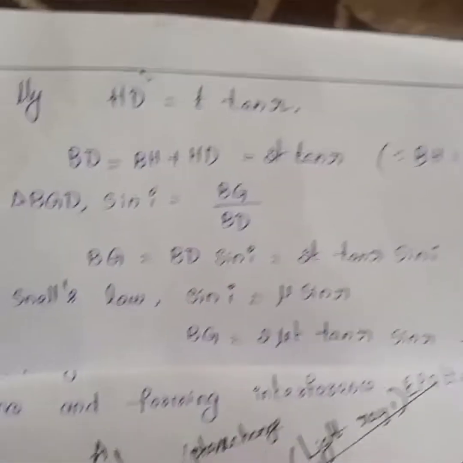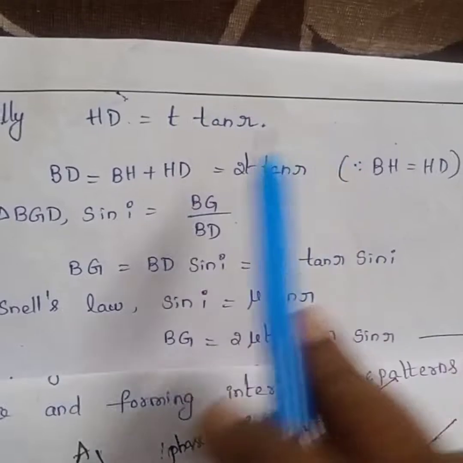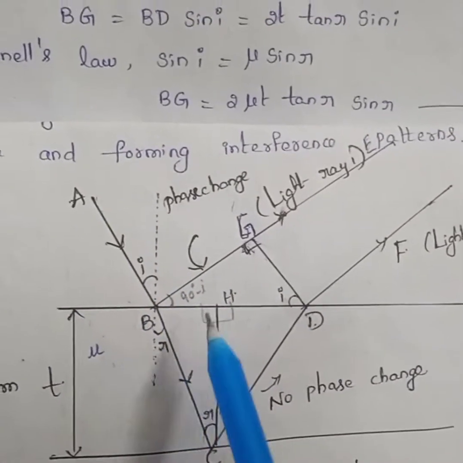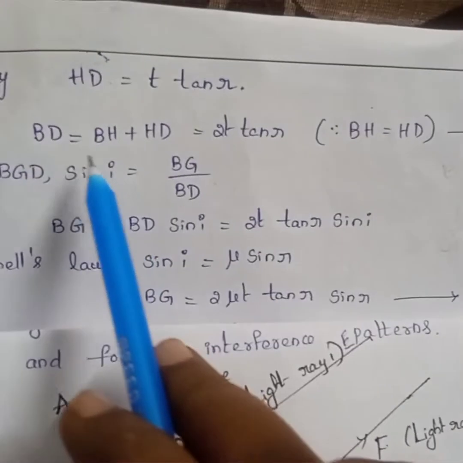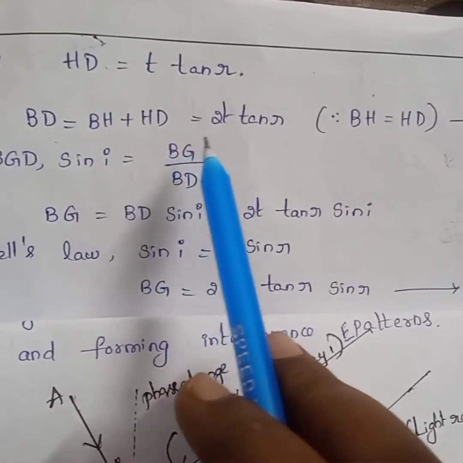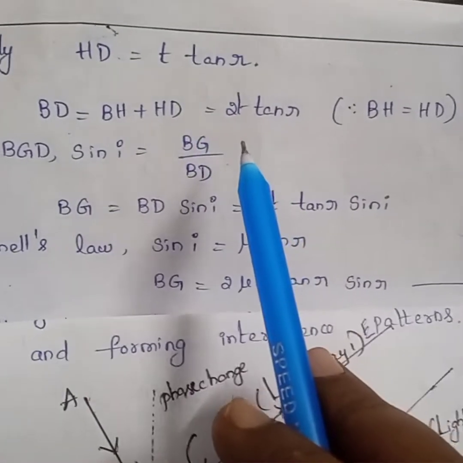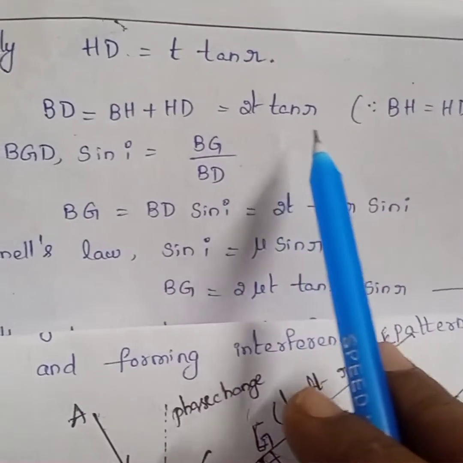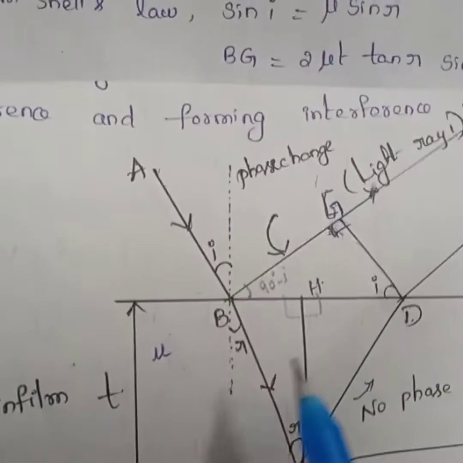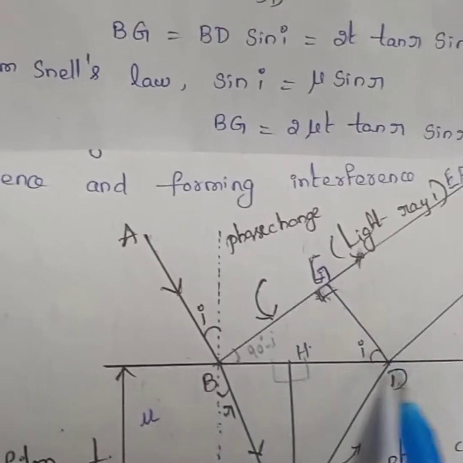So already we know that HD is equal to t tan R, and we know that BD is equal to BH plus HD. So we can write BD is equal to BH plus HD, that is equal to t tan R plus t tan R, we get 2t tan R. So next let us consider another triangle BGD.